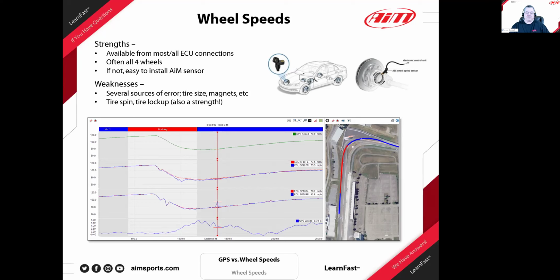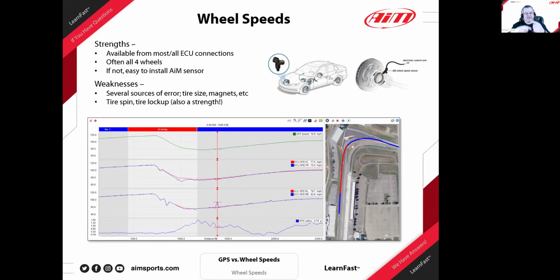Weaknesses. Several sources of error: the tire size, the number of magnets, the magnet flying off. There's some of those things like that. The biggest one is the tire size. We're gonna have several slides on that here in a little bit, and show how that error of either the tire swelling up at high speeds, or the loading of the tire and collapsing the tire into banking.